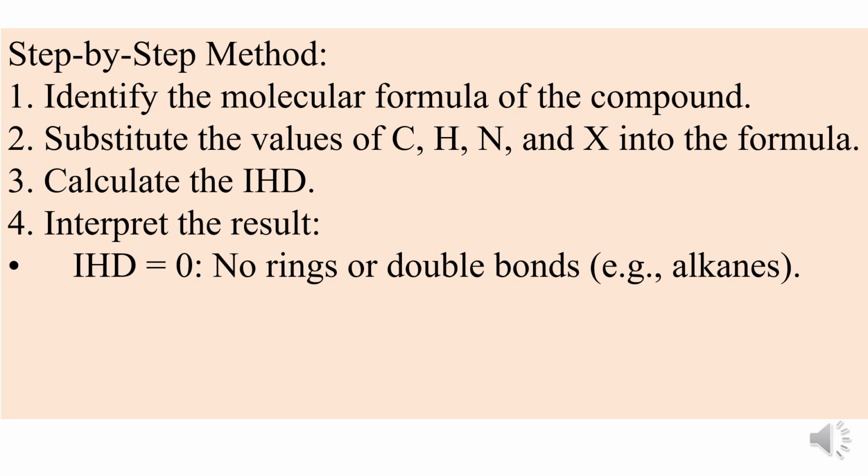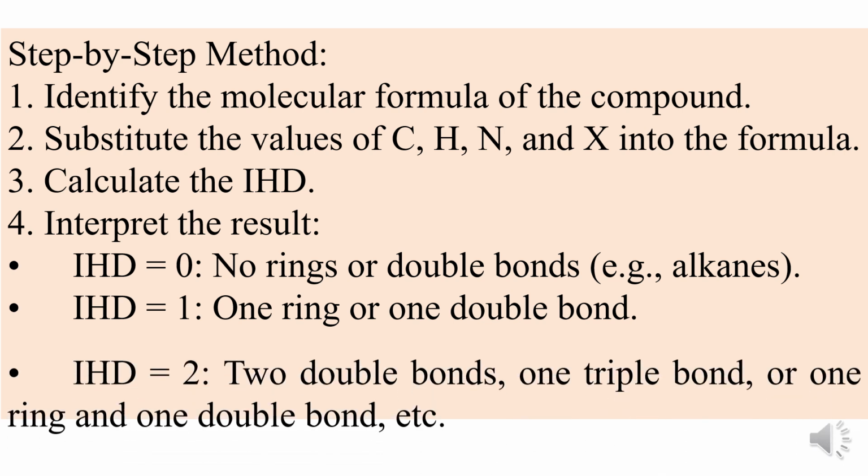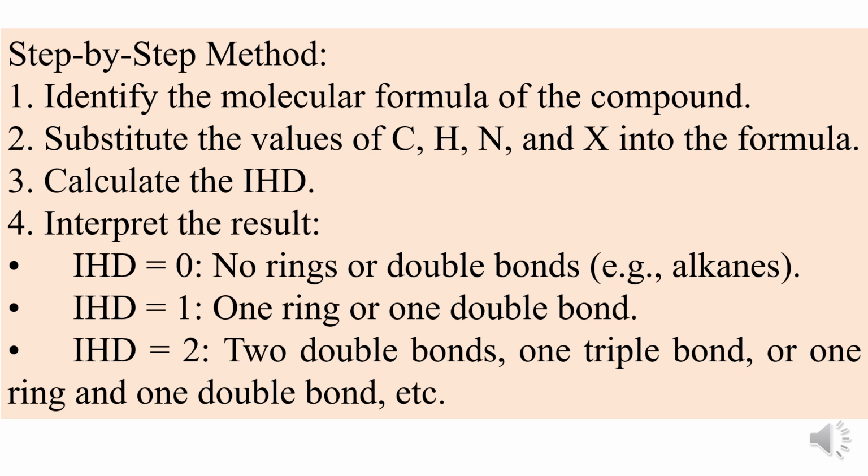If the IHD value is 0, you can conclude that there are no rings or double bonds in the structure. For example, alkanes. If the IHD value is 1, it explains the presence of one ring or one double bond in the structure. When the IHD value is 2, it explains the presence of 2 double bonds, one triple bond, or one ring and one double bond in the structure. So the structural details can be presumed based on the IHD values.